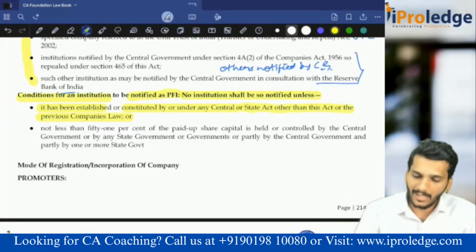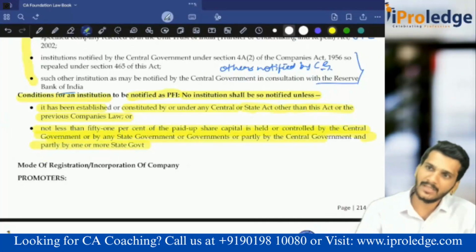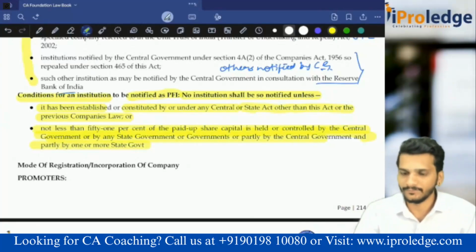Along with that, not less than 51%. This is the same as government company holding. Government should hold more than 51% in your company, and you are also registered under some other act, other than the Companies Act, a state or central act. Then only you are called a PFI.